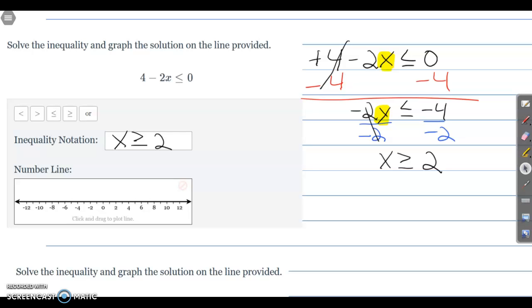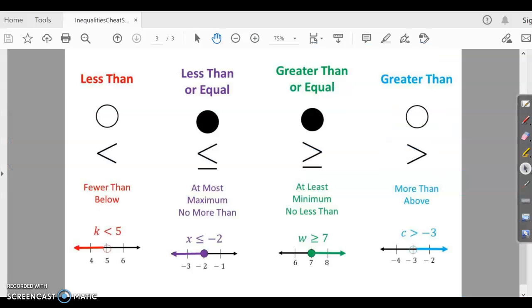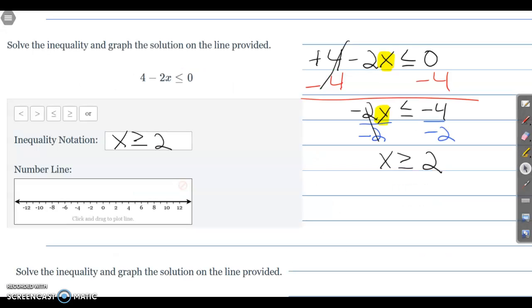So I have greater than or equal to, and I can just look right here and see greater than or equal to right here, right? And then I know I'm going to fill in the circle and shade in the up direction. So I'm going to make a circle, fill it in, and graph it up like so. That's pretty much it.